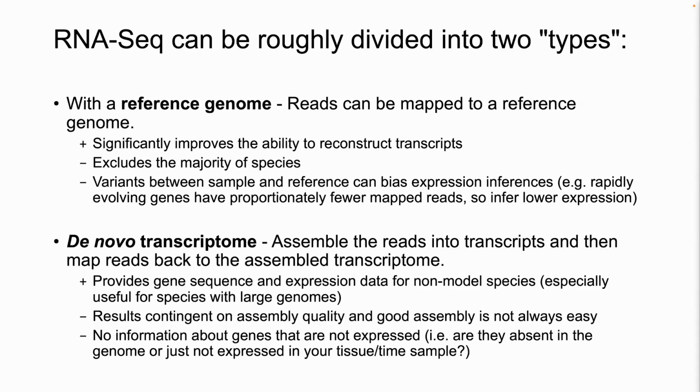The de novo transcriptome gives you gene sequence and expression data for non-model species. That's the upside. But we're going to talk about how assembly is problematic, not always easy to do, and you don't get any information about the genes that are not expressed. We'll talk about that in a second when we talk about assessing the quality of our transcriptome. So you always have this question: are they really absent, like not in the genome, or were they just not expressed?